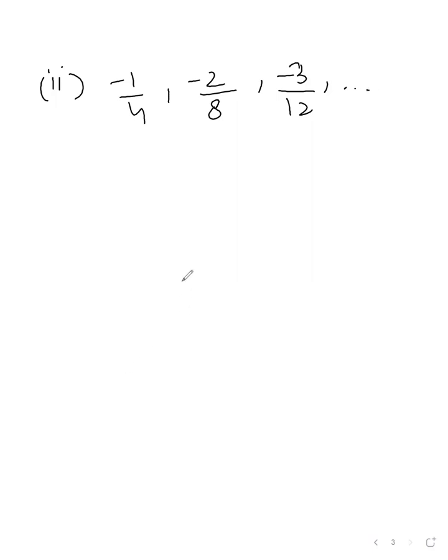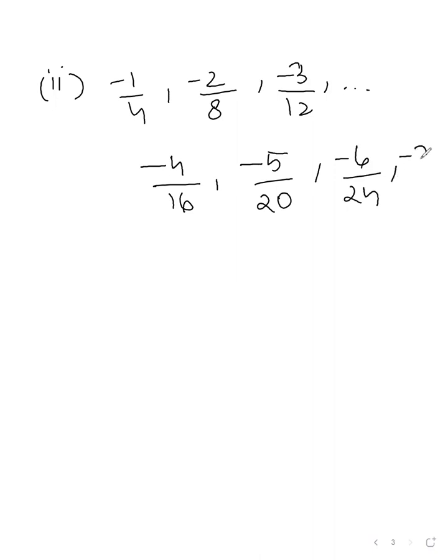From the starting or just after four? After this, after minus 3 by 12, it will be minus 1 by 4 multiplied by 4. So it will be minus 4 by 16. Then minus 5 by 26? Why minus 5 by 26? Sorry, 20. And then minus 6 by 24. Yes. And then minus 7 by 28. Very good.